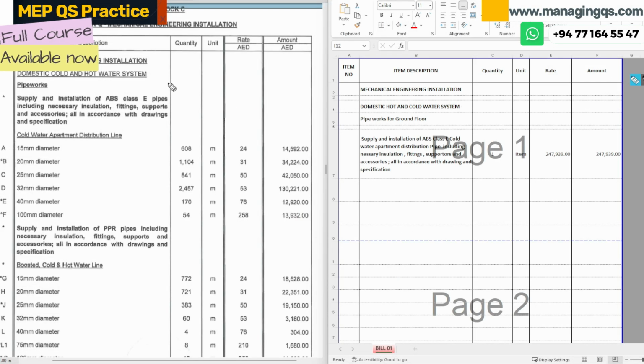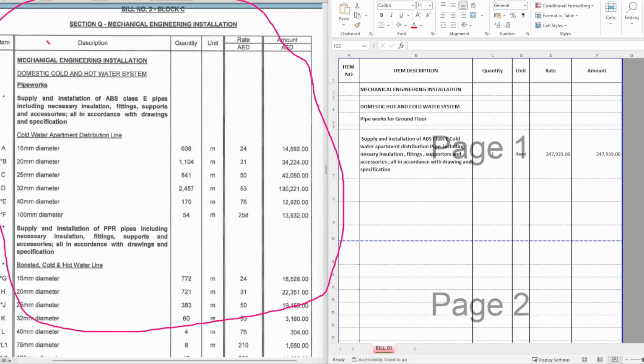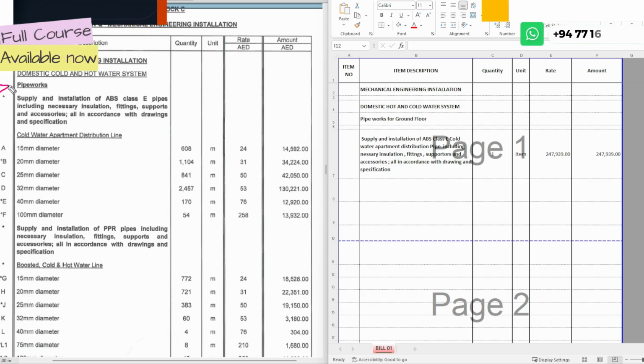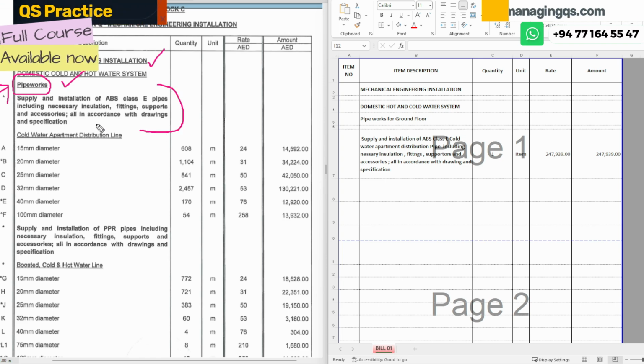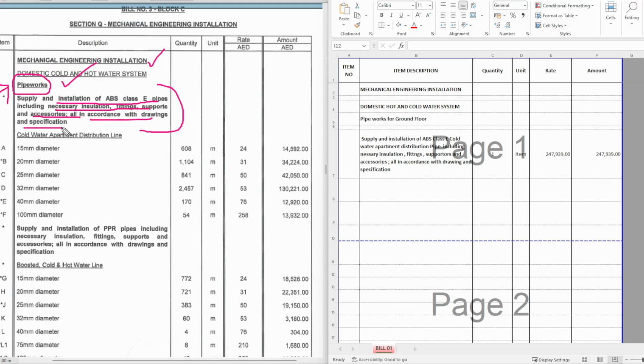First off, this is our general practice BOQ format. This is one of the mechanical engineering installation related BOQ formats, and we also follow this practice. First off, I am just pointing out some important things in the BOQ. You can see there's a mechanical engineering installation, and under this topic, domestic cold and hot water supply system. Under the heading there's the pipe work. Then there's the proper description: supply and installation of the ABS class C pipes, including necessary installation, fittings, supports and accessories in accordance with the drawings and specification.